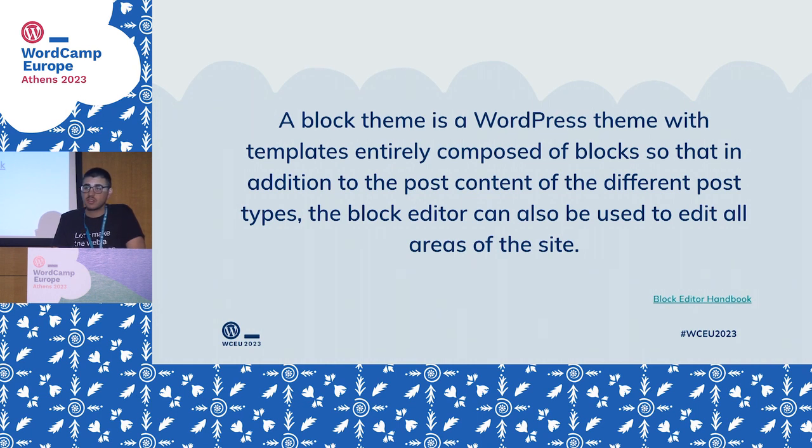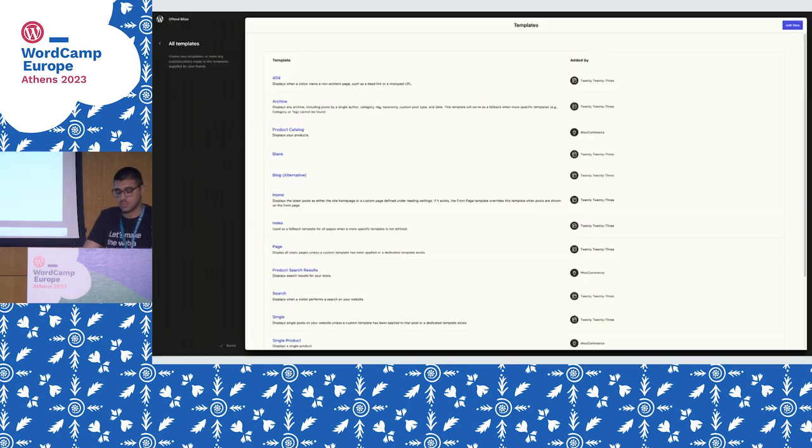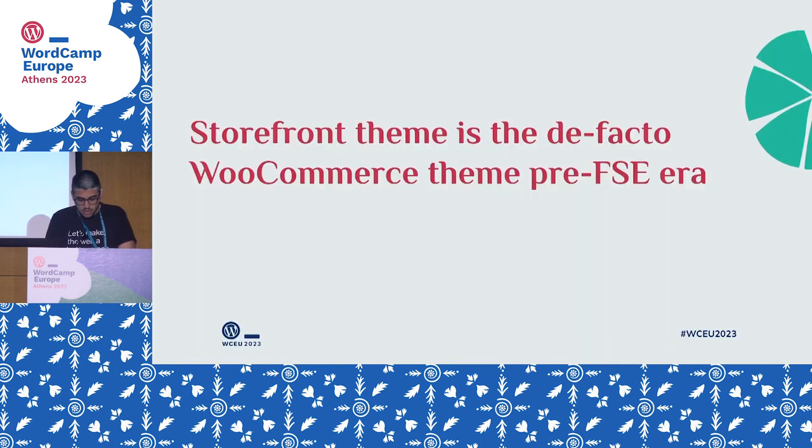To use the site editor, a block theme is necessary. A block theme is just a WordPress theme that works completely with blocks, and so it allows you to build a website with a no-code experience. In the site editor there is the concept of templates. Any page in your website is a template, and in the site editor you can easily customize it. We could say that Storefront is the de facto standard WooCommerce theme, a free full site editing area. A lot of themes that work with WooCommerce are just child themes of Storefront.